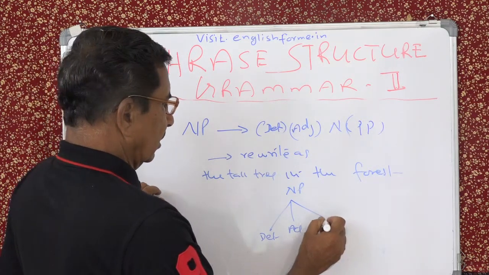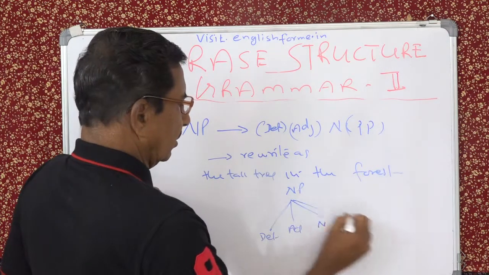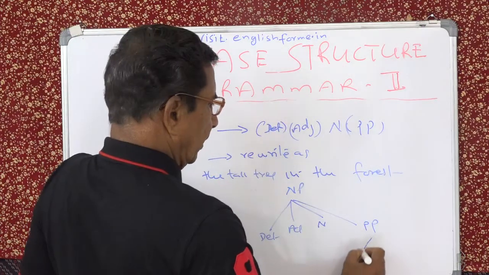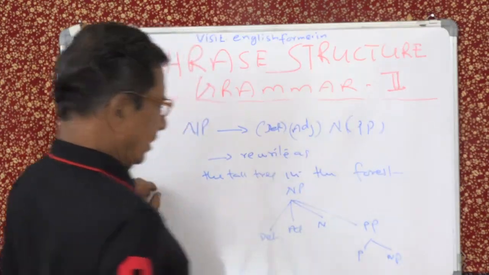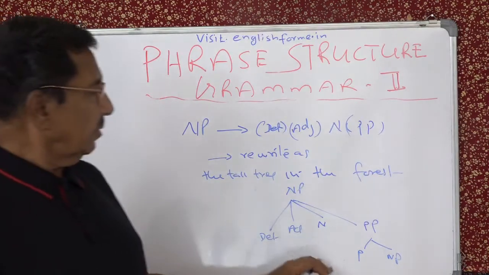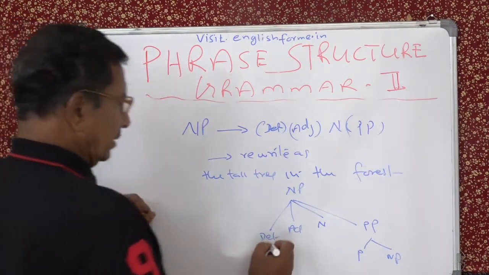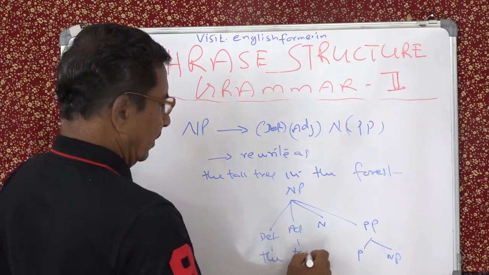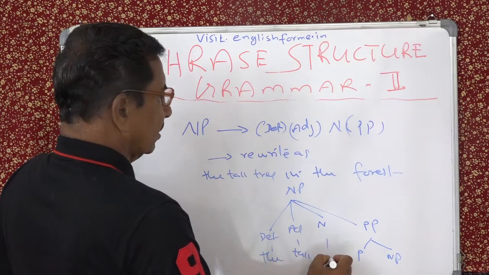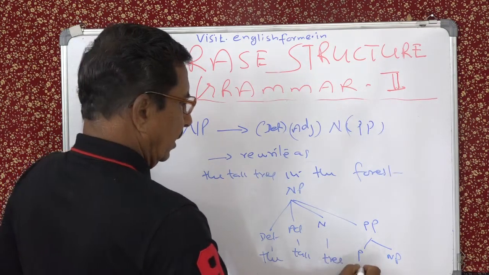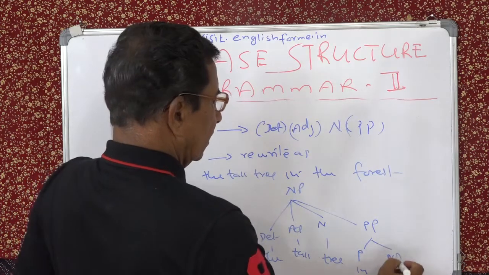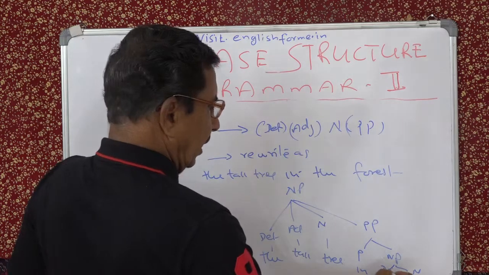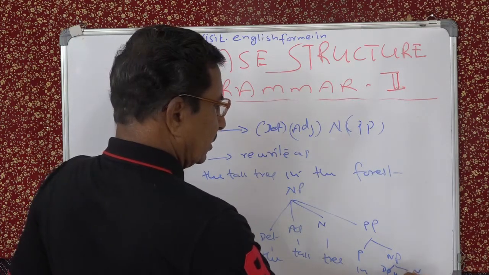Noun is here, and then you see here you have got the PP. Isn't it? That PP is P plus NP. Determiner, adjective, noun, PP. And P, determiner is the, adjective is tall, noun is tree, in NP. Determiner, noun, determiner is the, and noun is forest.